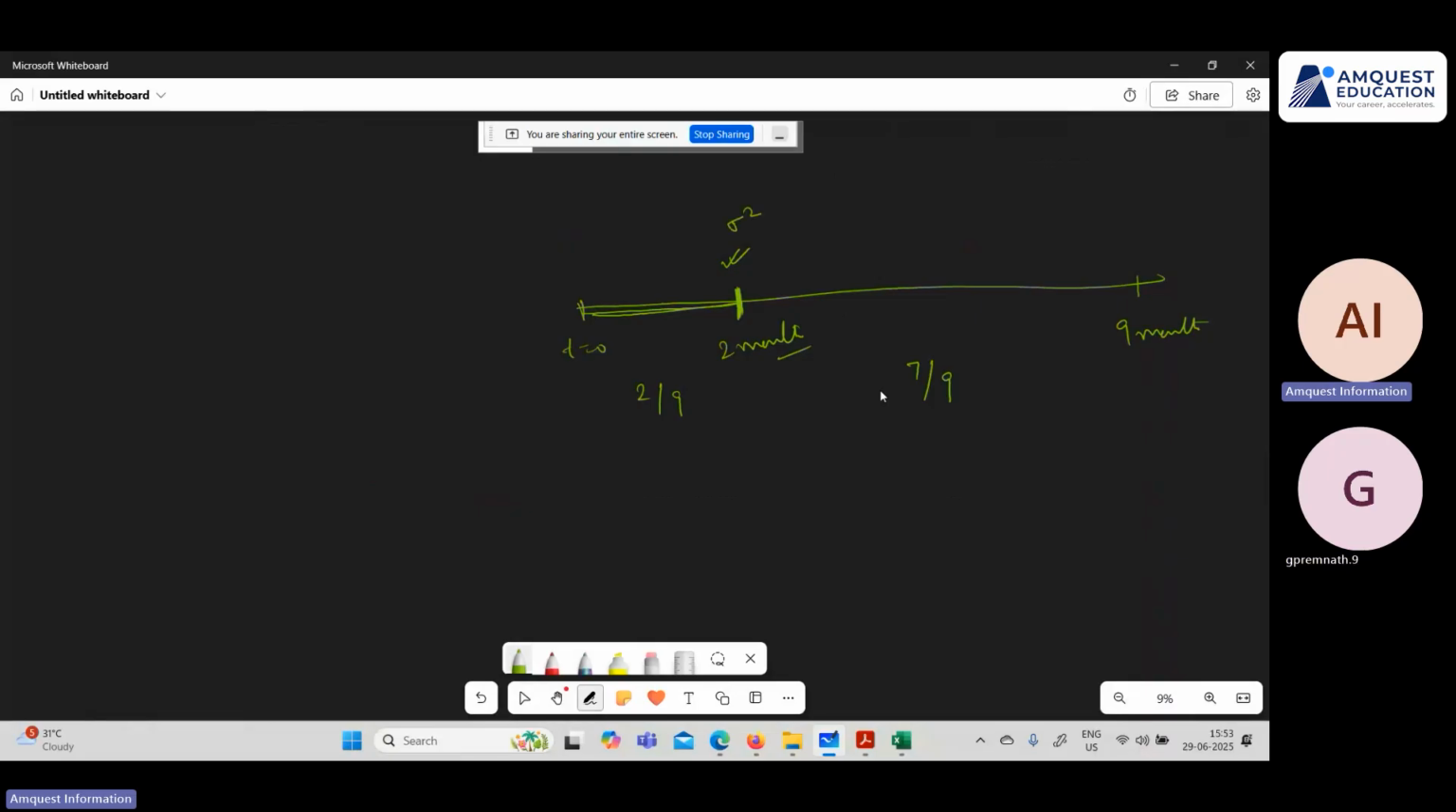Is it right to say that the total volatility of the whole period is given by sigma square? Because now I'm standing over here, so this has been realized. So can I say that this is equal to the 2/9 realized, plus something that is not yet realized, which is the implied volatility for the 7/9 period, multiplied by 7/9? Can I say that this is the expected variance to maturity?